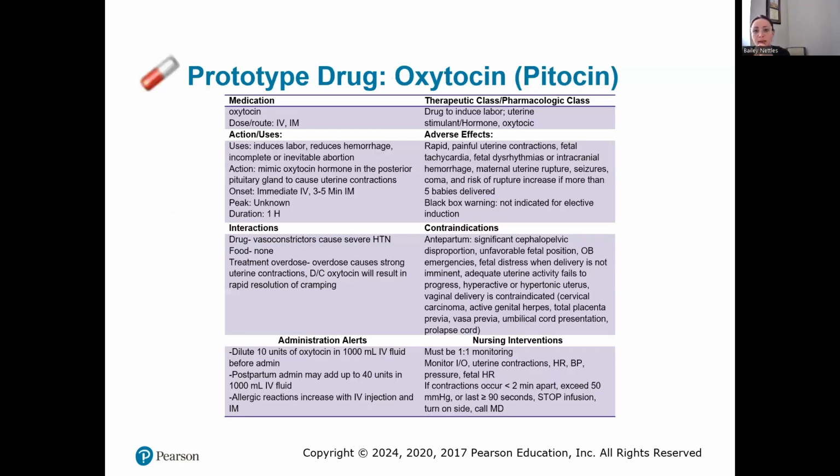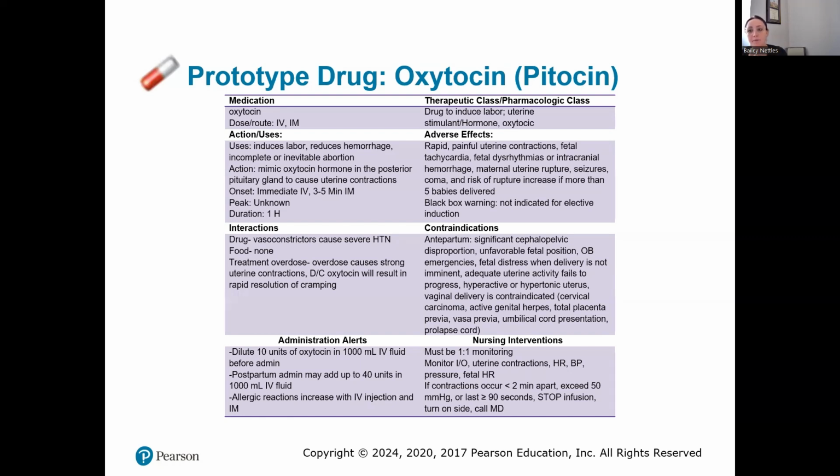It's a natural hormone. So you can give it IV or IM. It's to induce labor. It reduces hemorrhage. For incomplete or inevitable abortion, like I said, it produces labor, uterine contractions, so it can help with incomplete or inevitable abortions. So it mimics oxytocin hormone in the posterior pituitary gland to cause uterine contractions. It's very fast onset. So you can have rapid, painful uterine contractions. That's definitely true. It can make your contractions stronger and more painful.